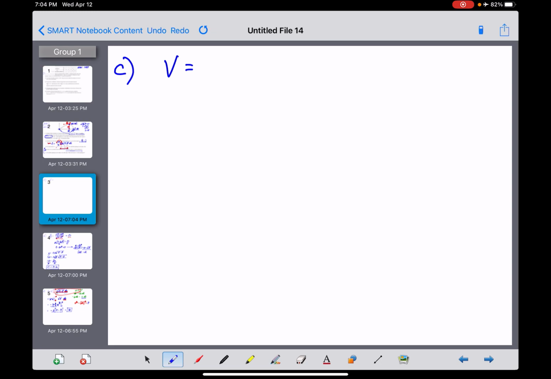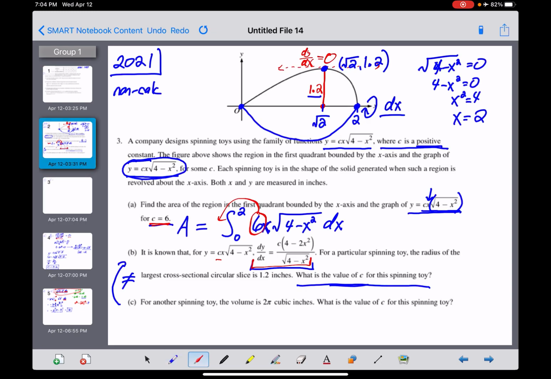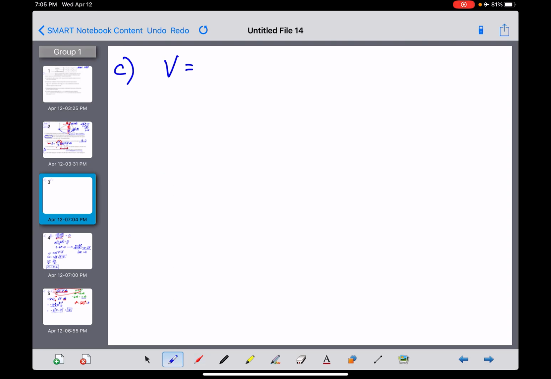Now, what I'm hoping you guys might have realized already here is that your cross sections here are going to be circles. There's no gap here, everybody, between the original region and the axis of revolution. So that means that our cross-sectional slices are all going to be circles, and we're going to follow the good old formula for area of a circle. So before I do V equals, I probably should have talked about this. Area of a circular cross-section is going to be pi times your radius squared.